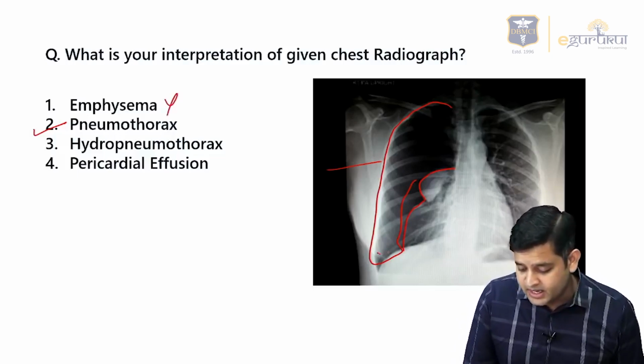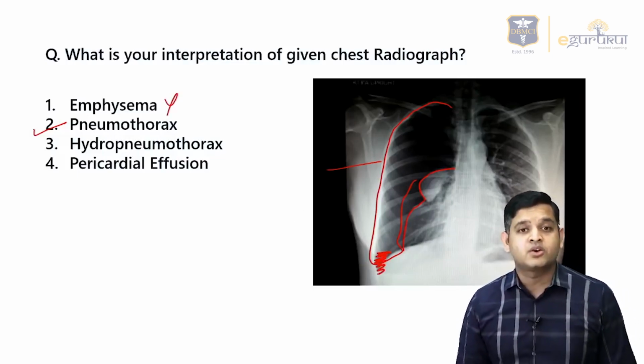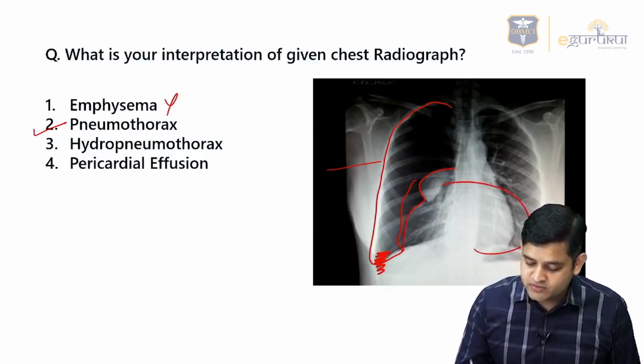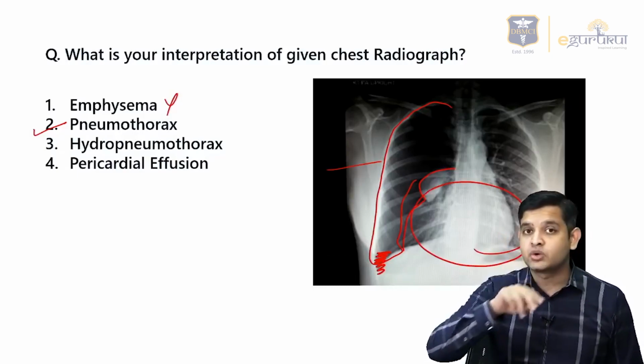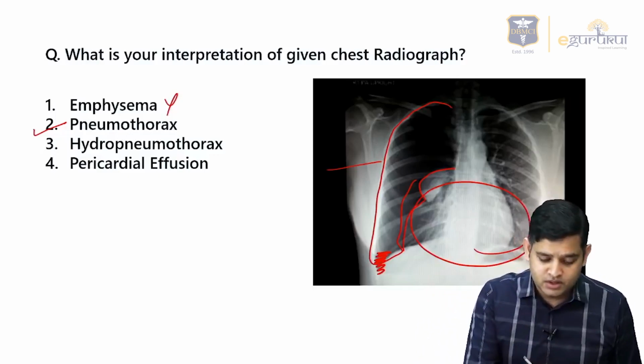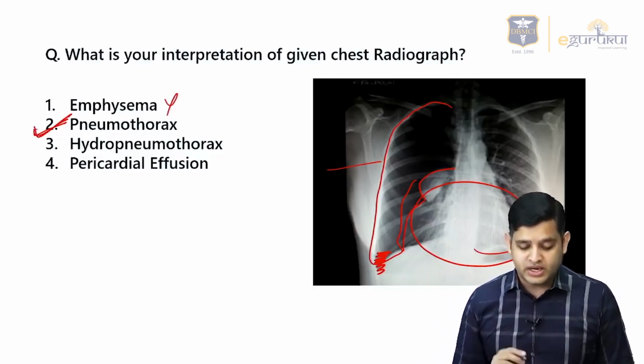If there would have been an air fluid level, it would have been hydropneumothorax, and a pericardial effusion will give a typical money bag appearance surrounding the heart. So this is a case of pneumothorax.